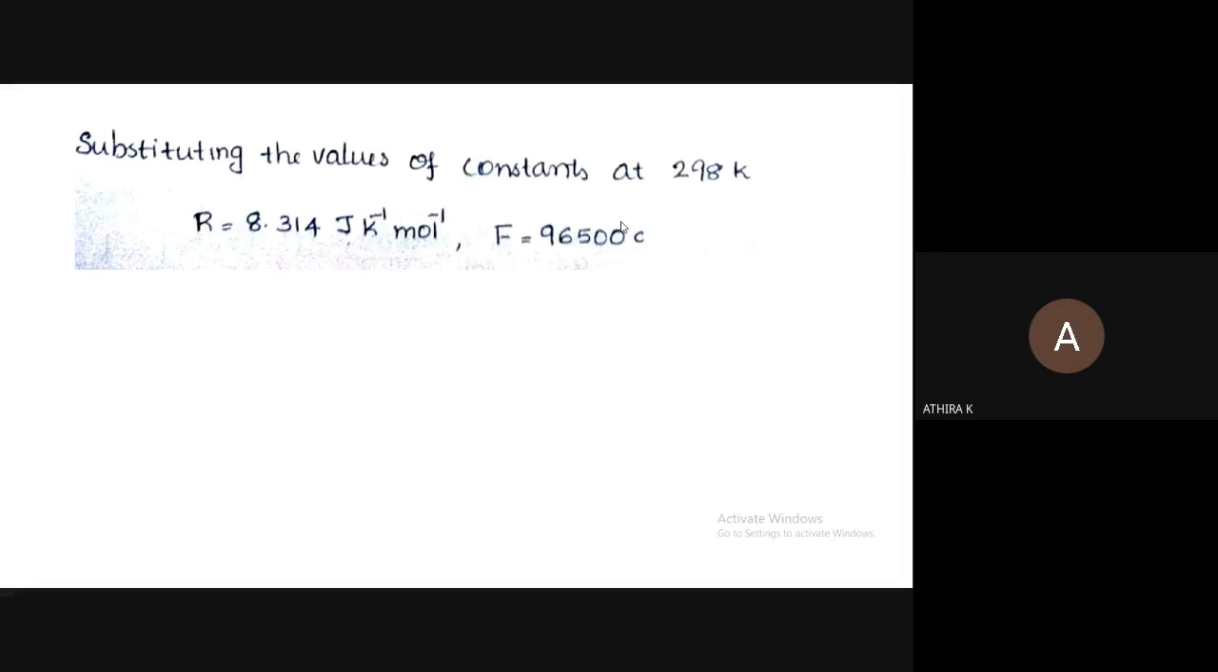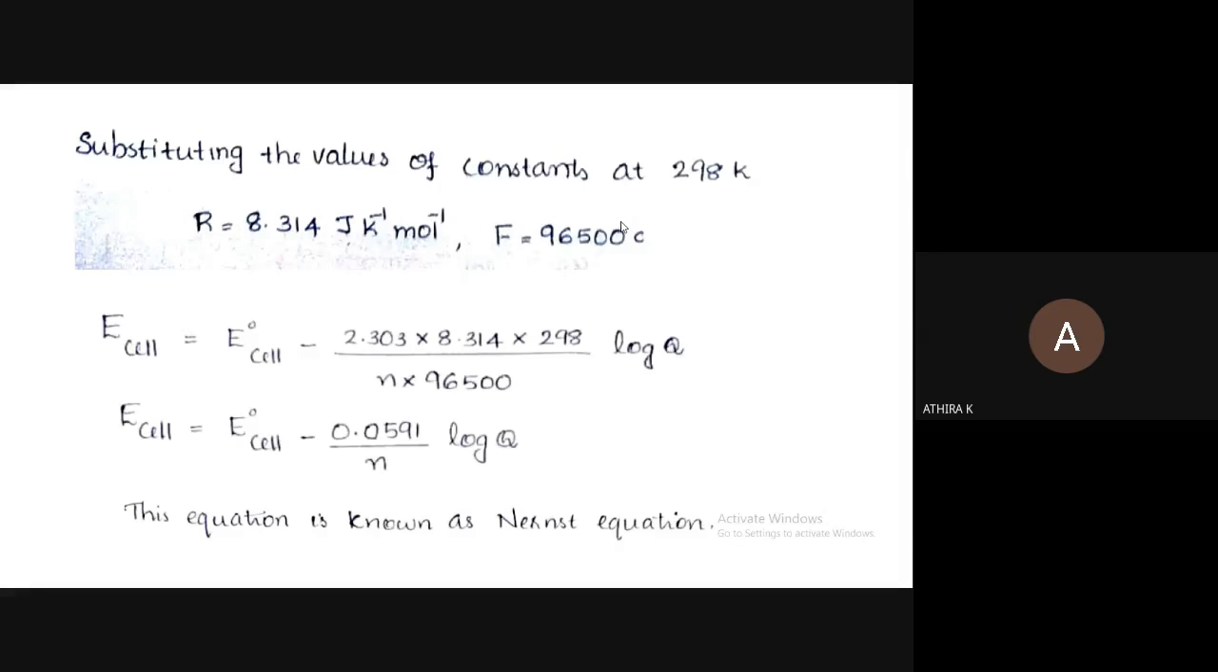Hope you got the new equation. Equation number 7. So E cell equal to E0 cell minus 0.0591 divided by N log Q.